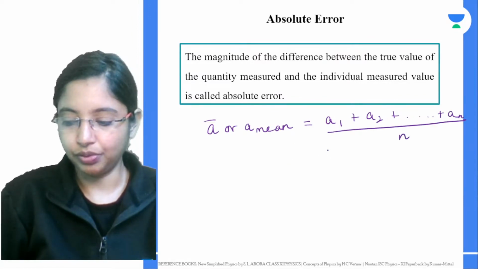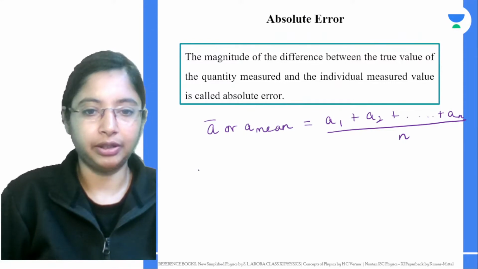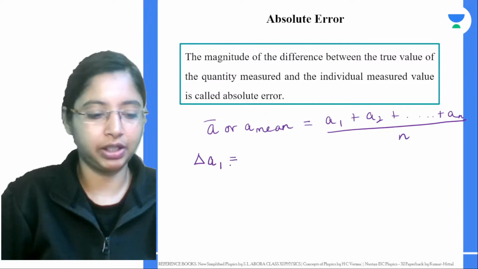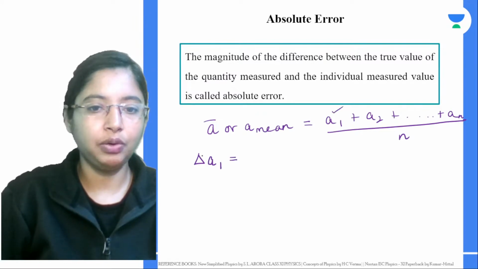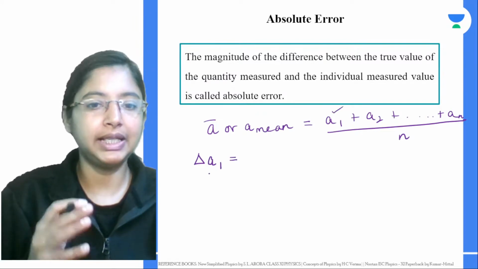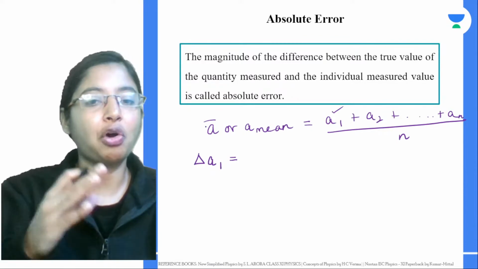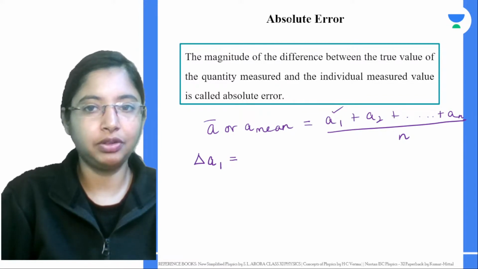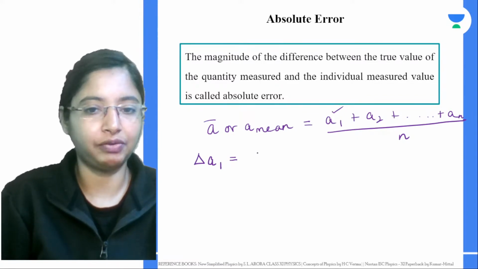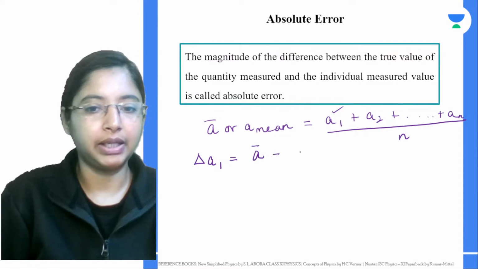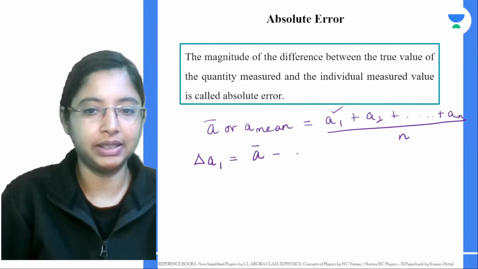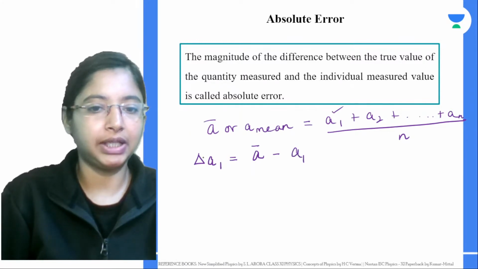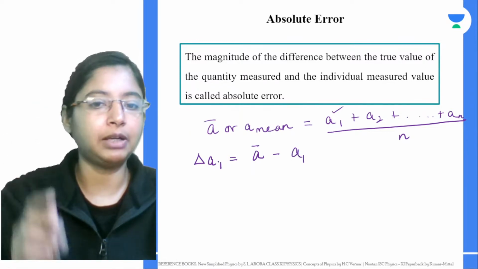Now, when you're talking about absolute error, we are going to check how much each reading, let's say the first one, is off from the mean value. So this will be delta A1, which gives you the absolute error of the first reading we have taken. That will be A bar minus A1, the mean value minus A1. Whatever value you get will be the absolute error for that particular value.